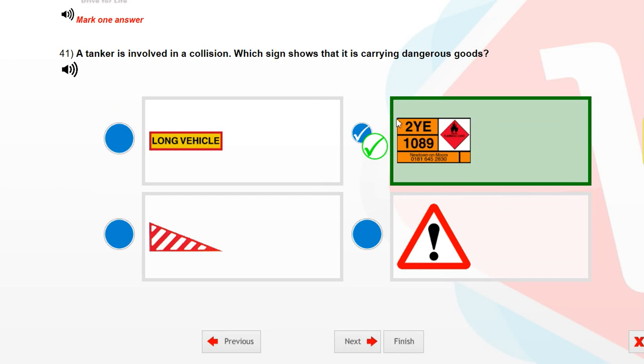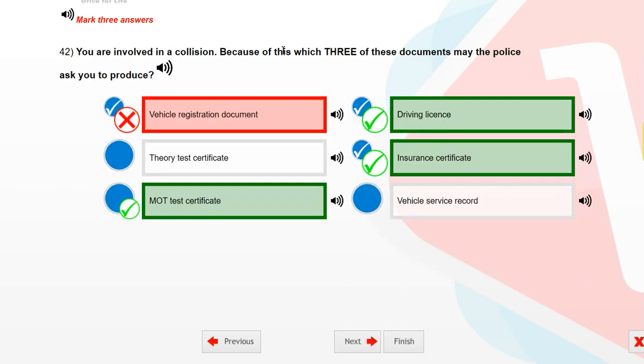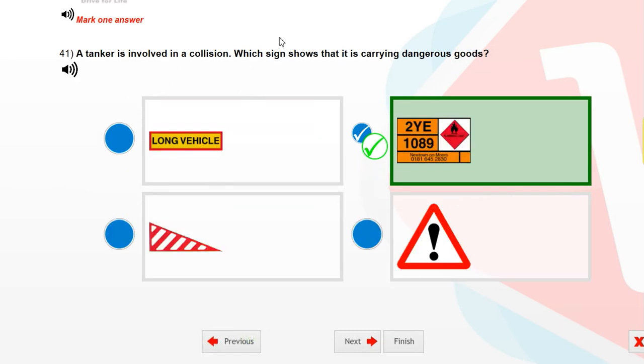A tanker is involved in a collision. Which sign shows that it is carrying dangerous goods?